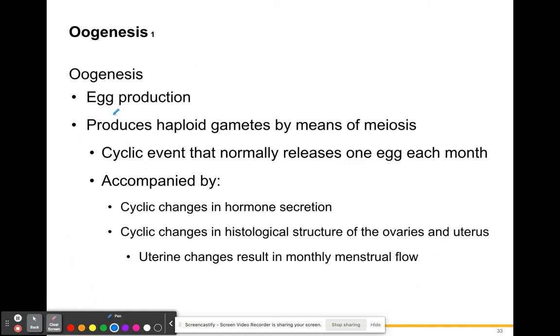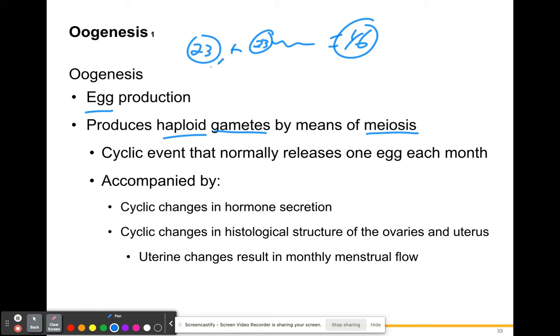Oogenesis, or Oogenesis, however you want to pronounce it. I've heard it pronounced both ways. This is ova production or egg production. And just like in meiosis that we spoke about with spermatogenesis in the last lecture, these are going to produce haploid gametes. They're going to have half the genetic information. So an egg will have 23 chromosomes rather than 46 chromosomes because we want it to join with another gamete, a sperm cell, and create a cell that has 46 chromosomes. So meiosis is going to produce a haploid cell or 4 haploid cells at once with 23 chromosomes. It's a cyclic event that normally releases 1 egg each month.